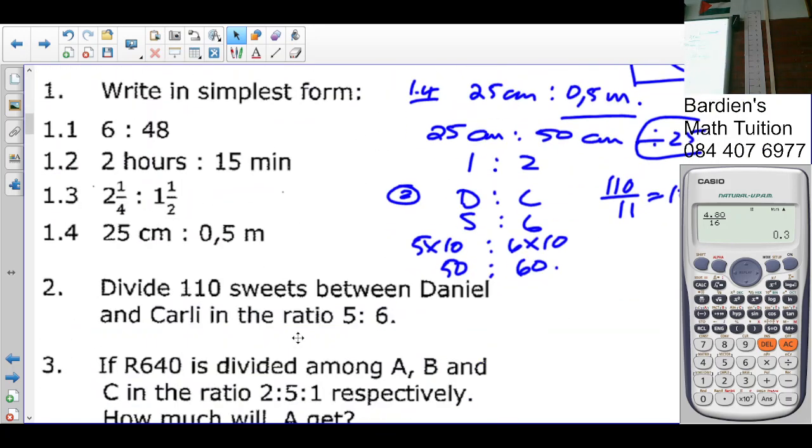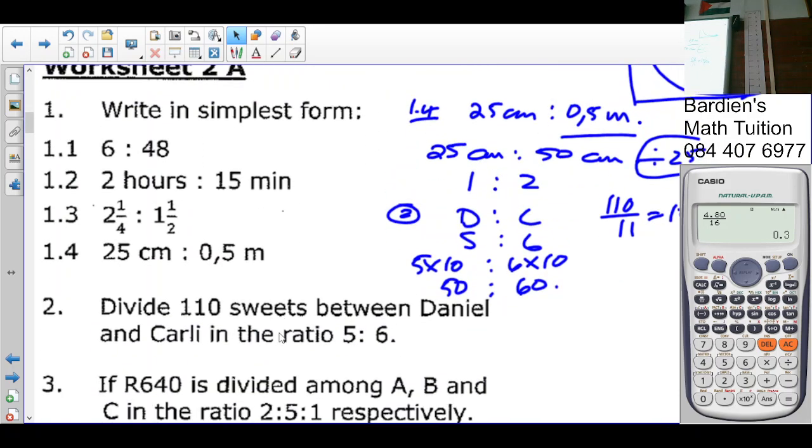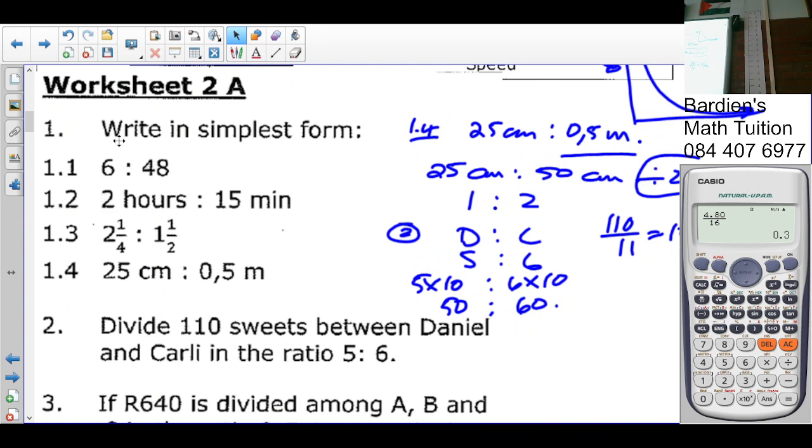Okay, I forgot to hit play there, to record. The first answer was 1 is to 2. In 1.2 you had to convert 2 hours to minutes first. There are 60 minutes in an hour. That was multiplied by 2. So it's 120 is to 15. And 15 can go into both. So it gave an answer of 8 is to 1.